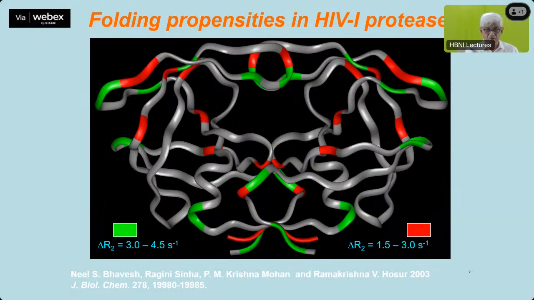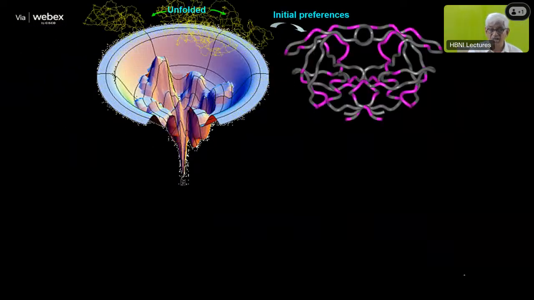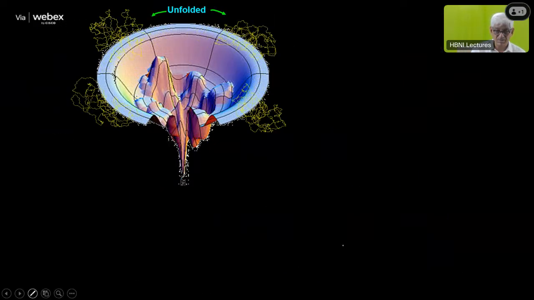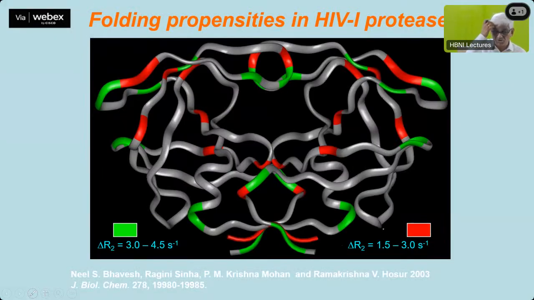Now this is another protein, HIV protease. Here I have given the summary of the folding propensities in HIV protease in the initial state, on the basis of the secondary structures and the R2 values. R2 values are different in different portions of the protein. Change in the R2 value as you are going from high denatured state to low denatured state, that means from 6 molar guanidinium hydrochloride to 5 molar. So these are so-called the folding cores.